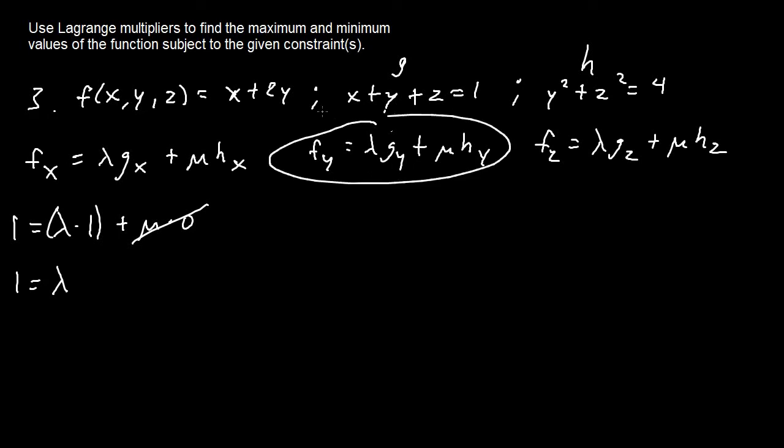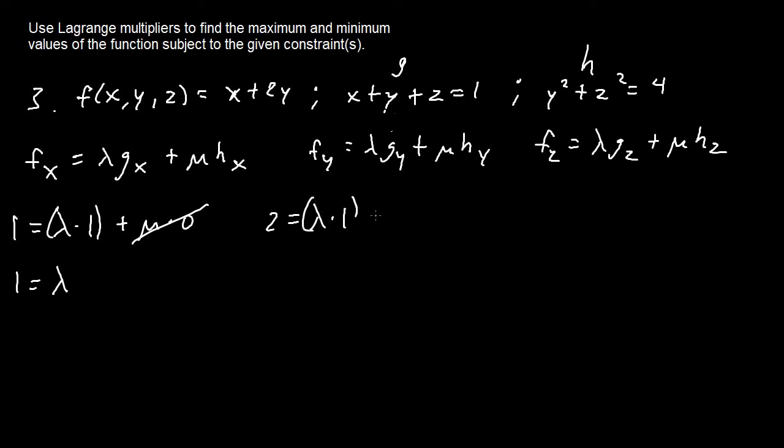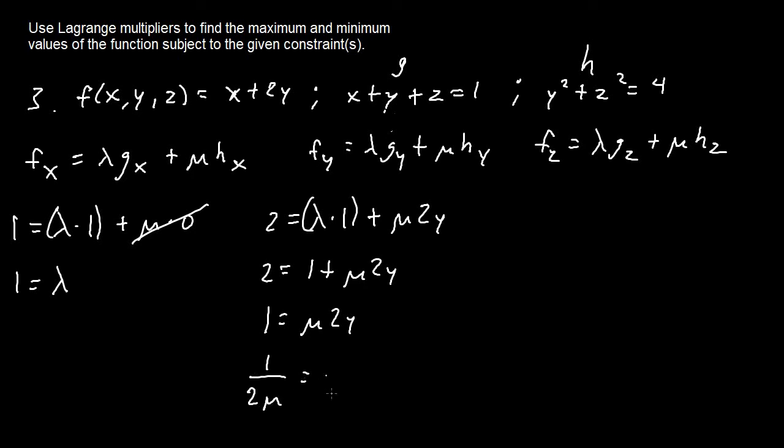Now for the next one here, f sub y. Now f sub y is going to be 2, so 2 equals lambda times g sub y, which is also 1, plus mu times h sub y, so h sub y will be 2y. Now realize that we can substitute in lambda equals 1 into the other equation, so 2 equals 1 times 1, which is 1, so then 1 plus mu times 2y. Go ahead and subtract over that 1. 1 equals mu times 2y. Then I can go ahead and solve for y. So I'm going to go ahead and divide over the 2 mu. So then 1 over 2 mu equals y.